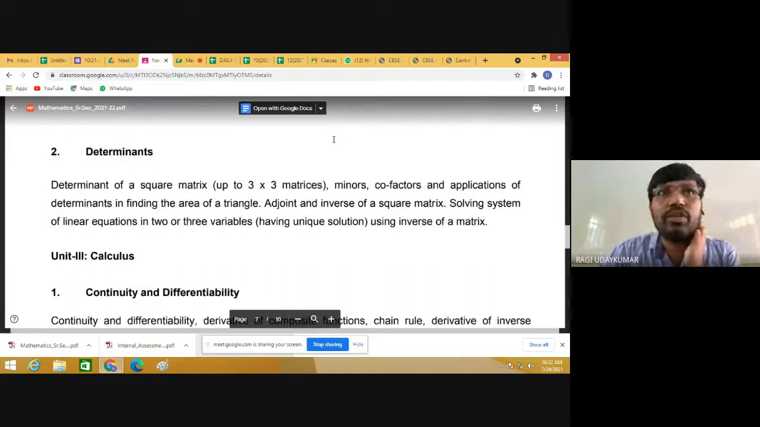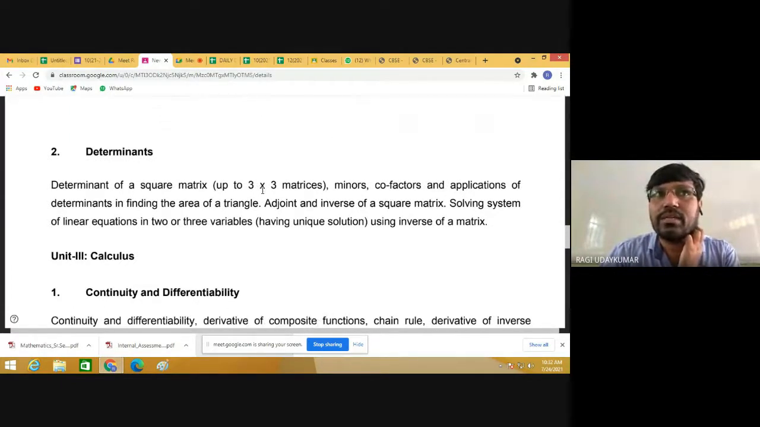Now, for determinants, the determinant of a square matrix up to 3x3, minors, cofactors, and applications of determinants such as finding the area of a triangle, we have discussed. And adjoint and inverse of a matrix, solving a pair of linear equations in 2 and 3 variables having a unique solution using the inverse matrix method.